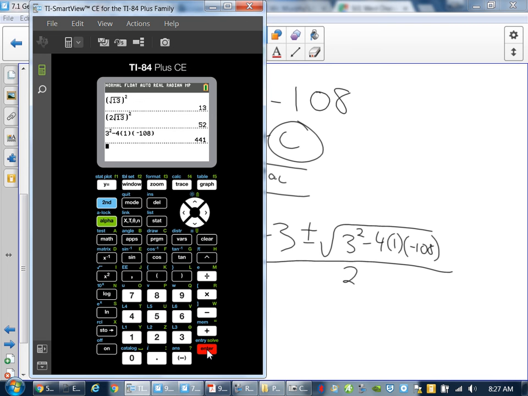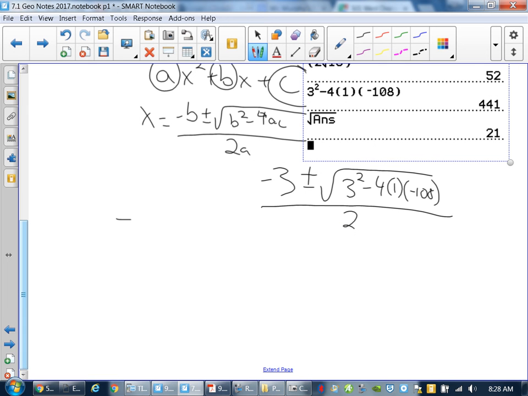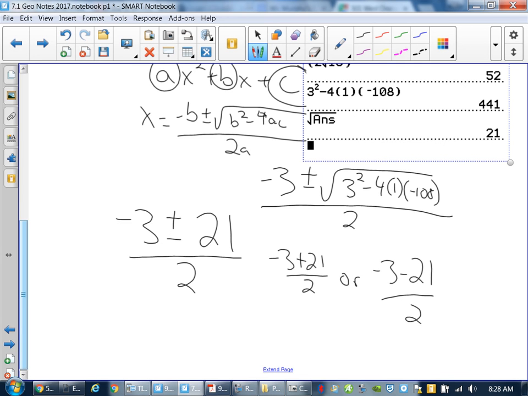That's what goes underneath the radical. Take the square root of it. So what happens here is that you have the following problem. I get negative 3 plus or minus 21 divided by 2. That means my 2 possible values of x are going to be negative 3 plus 21 divided by 2, or negative 3 minus 21 divided by 2.